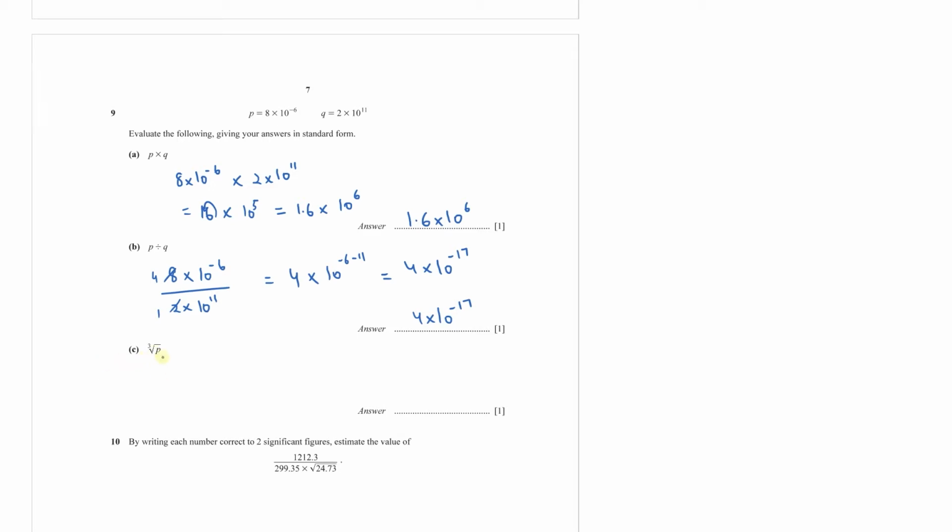Part C is you have to find the cube root of P. So P is 8 into 10 power minus 6, and then you have to find the cube root, which is power 1 by 3. So I can bring this power in. So this becomes 8 power 1 by 3 multiplied by 10 power minus 6 over 3. So the cube root of 8 is 2. And minus 6 divided by 3 is minus 2. So your answer is 2 into 10 power minus 2.